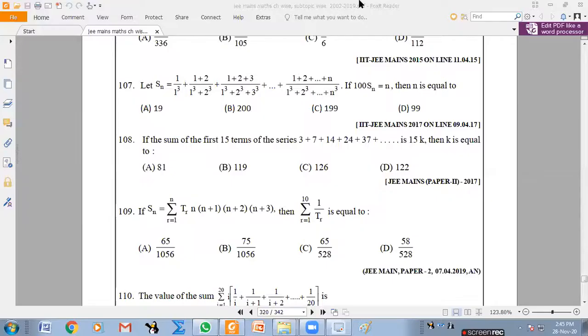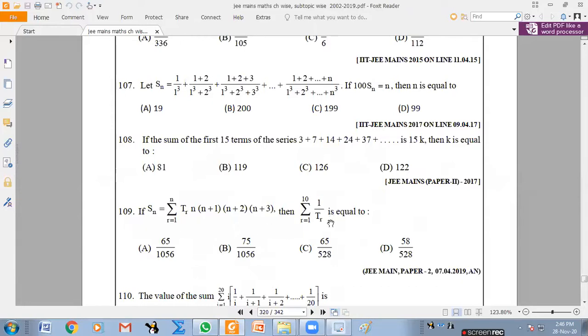But ultimately, all these questions which I kept together is Tn, and you have to do sigma Tn. That's all. Okay, 109. Maybe there is a small typing mistake there. After Sn, meaning sigma r equal to 1 to n of Tr, there should be an equal to symbol, I think. Yes, yes. Okay. Sn should be n into n plus 1 into n plus 2 into n plus 3.